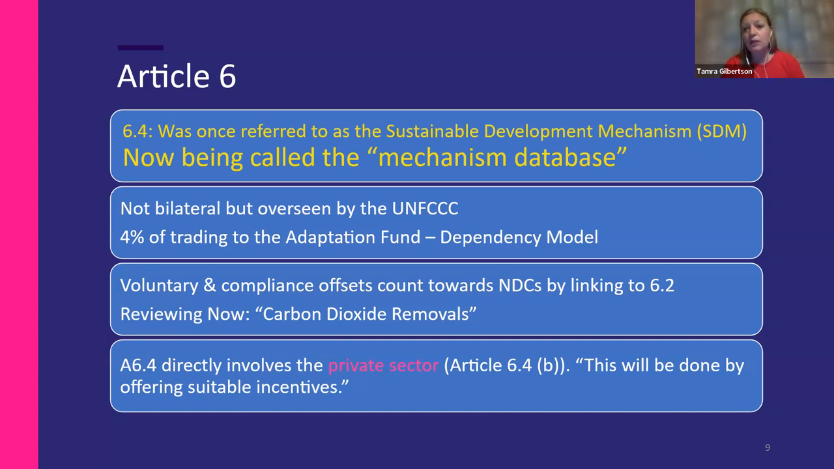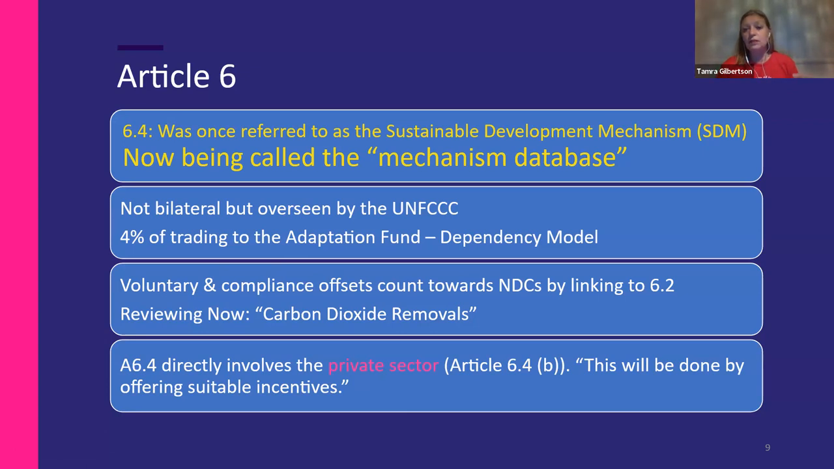This will be bilateral, but also overseen by the UNFCCC. 4% of the trading will go to the Adaptation Fund, which also creates a dependency model so that the Adaptation Fund and possibly other funds are then dependent on these trades. And this is problematic in terms of what happens if the markets fail, and many other questions we have. But the supervisory body is now reviewing different types of carbon dioxide removals and how they will then be linked or brought into and be used as offsets in this system.